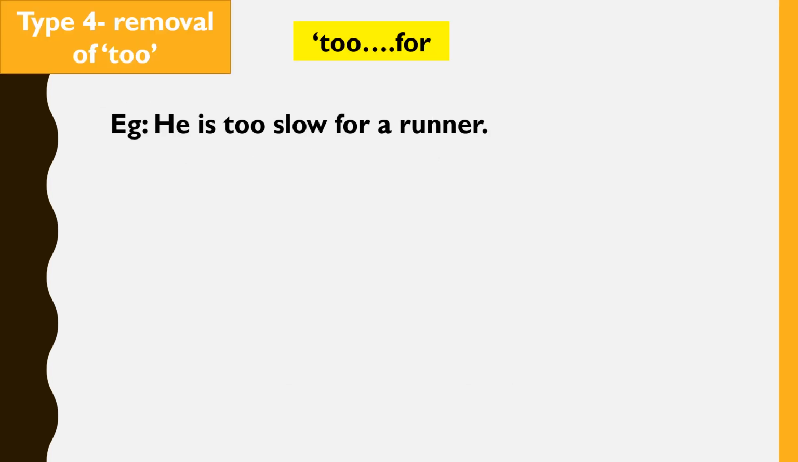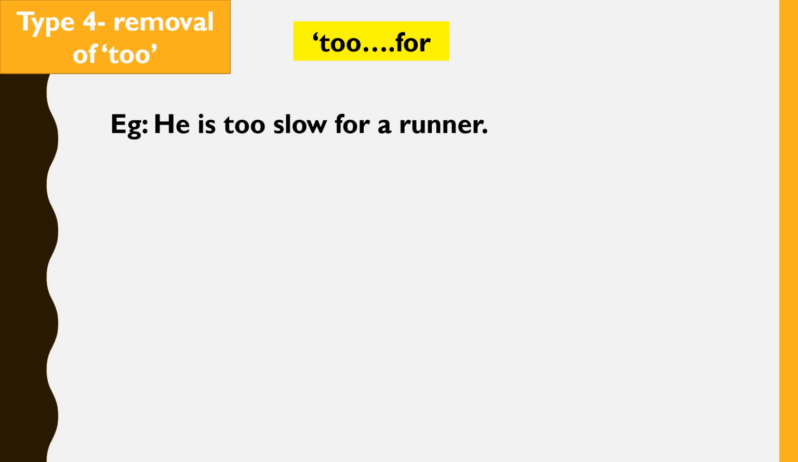Type 4 of removal of "too" is when we see "too... for" in the sentence. Look at this example. He is too slow for a runner. What is the meaning of the sentence? It means this person is so slow that he cannot be a runner, that he is not able to be a runner. So we'll see how we will write this sentence now.